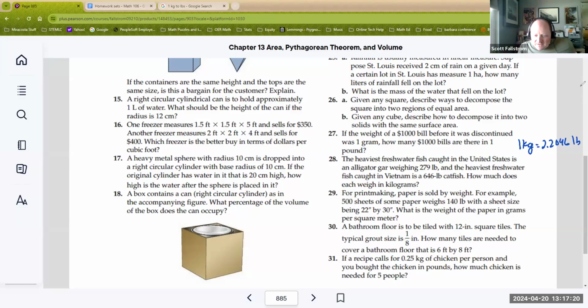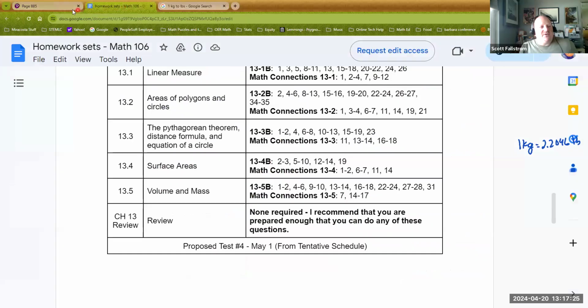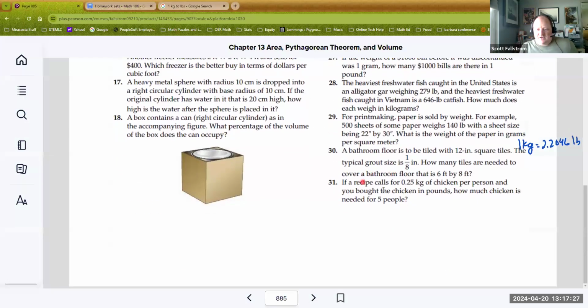All right. And let's see here. What was the last one? I think I had one more on there, didn't I? Homework set 31. Question 31. Okay, recipe calls for 0.25 kilograms of chicken per person. You bought the chicken in pounds. Well, how much chicken is needed for 5 people? Well, take your kilogram to pound ratio. If it's 0.25 kilograms of chicken per person, you need 5 people, multiply 5 times 0.25 kilograms. That tells you how many kilograms of chicken you need, and then turn that into pounds over here.